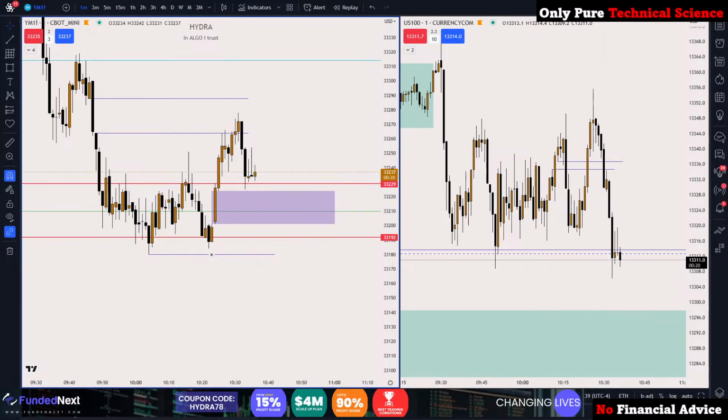And on dollar, an ideal scenario would be on the sell side. An ideal target on dollar would be 101.907. That's a mitigation block there, so dollar can reverse from there. So that's what I'm looking at on dollar.